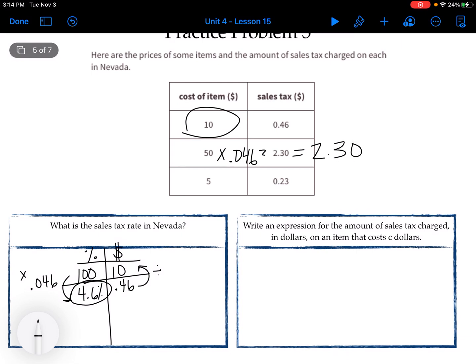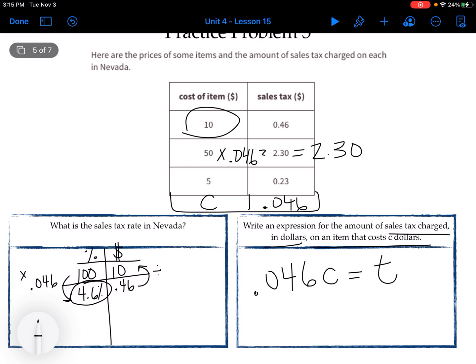So then it says, write an expression for the amount of sales tax charged in dollars for an amount that costs C dollars. So let's put our C here. We know that our constant of proportionality was 0.046. So it's going to be 0.046 times the cost is going to equal our sales tax.